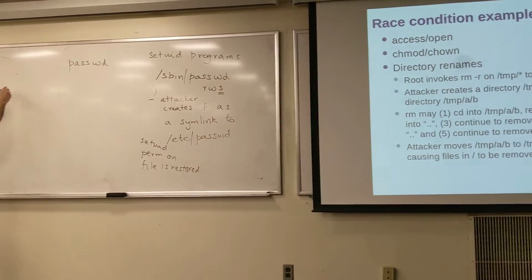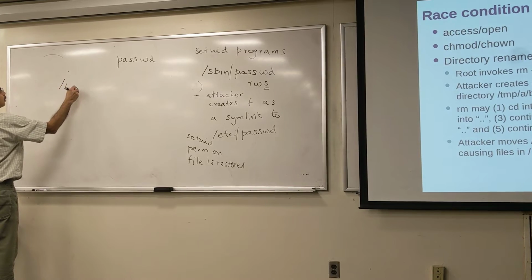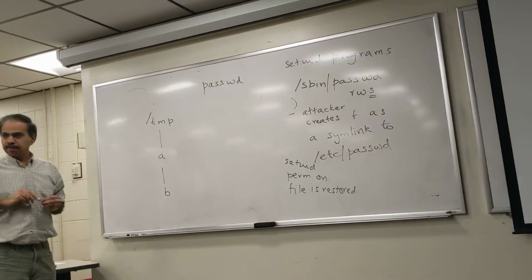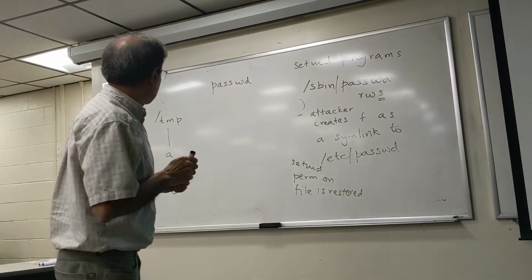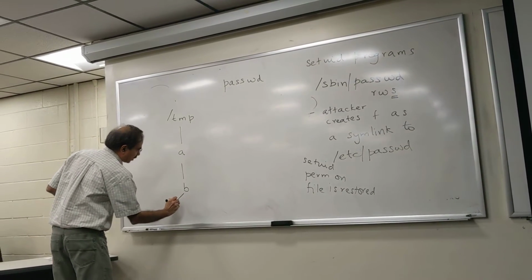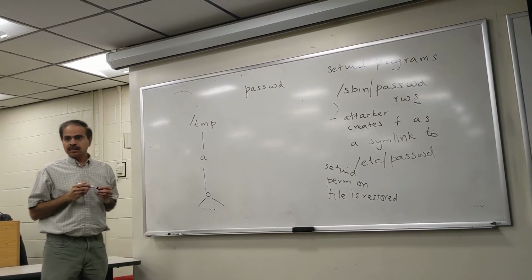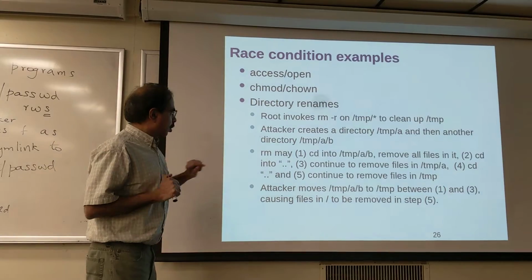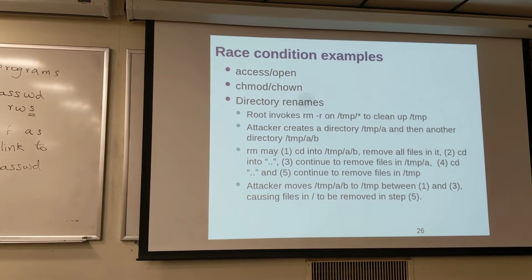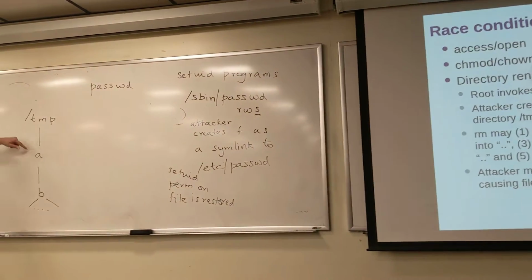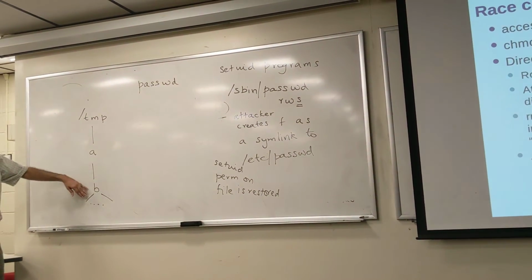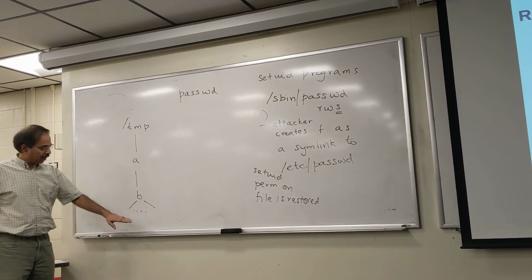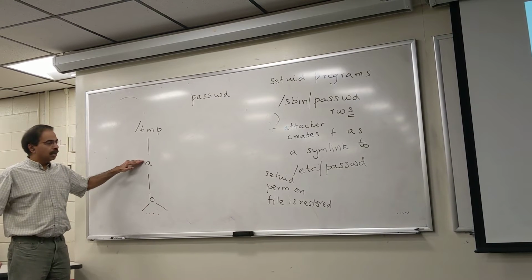Okay, so what can happen is, let's say the attacker creates... and then has a bunch of files here. Okay, so what RM may do is RM may descend into this. Suppose that RM goes bottom up, right? So it goes to the innermost directory and then deletes everything here and then moves up.